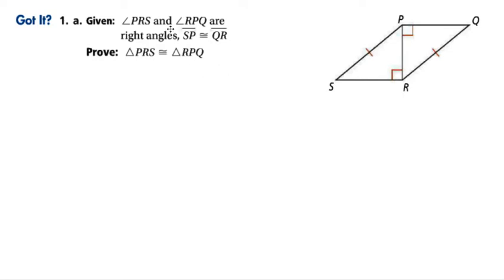All right, let's take a look. It tells us that angles PRS and RPQ are right angles. Those are marked in the diagram. And that SP and QR are congruent, so they're telling us the hypotenuses are congruent. Are the triangles congruent? Very, very similar to the last one. So we know that we have two right triangles. So the first condition, we have two right triangles, that's met. We also know that the hypotenuses are congruent.